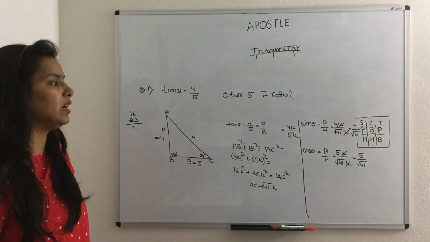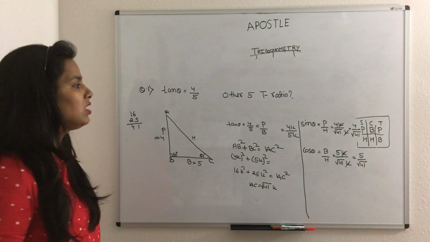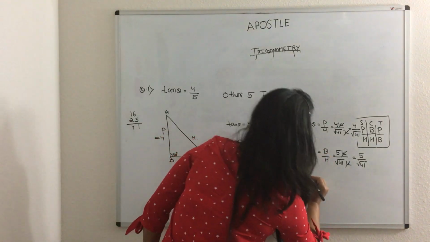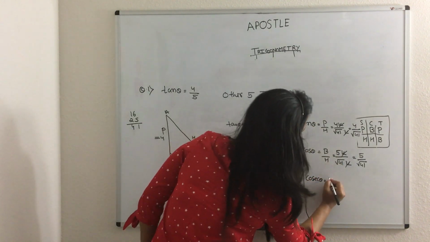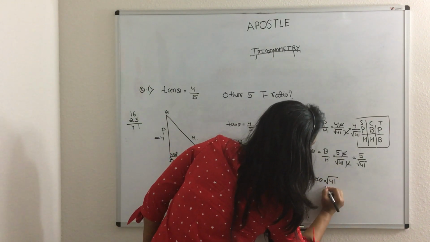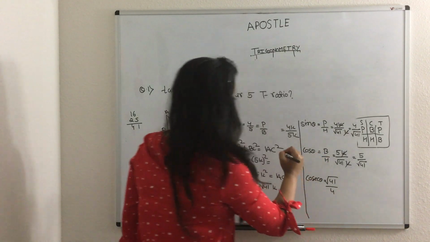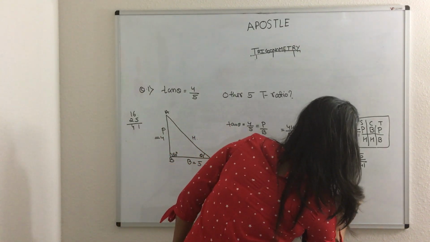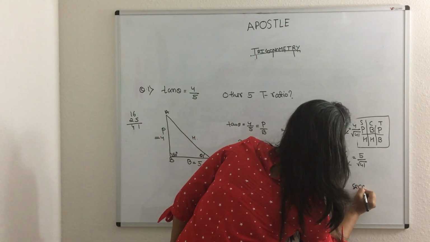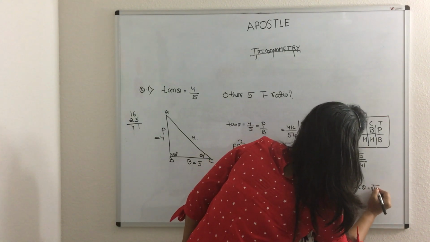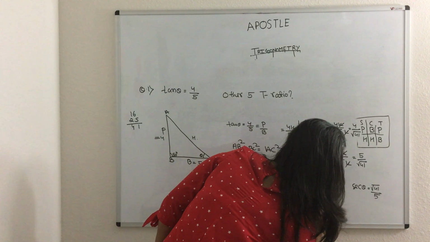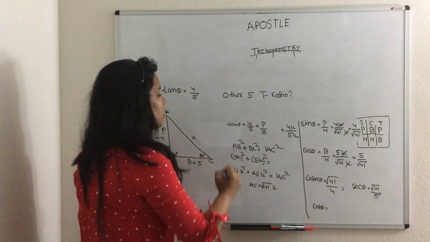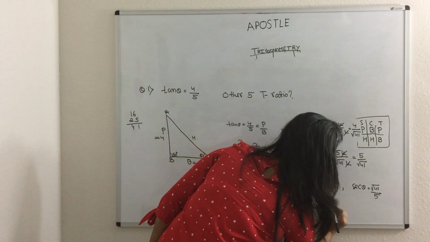Now you can calculate the other three trigonometric ratios. Cosec theta is the reciprocal of sine theta, so that is root 41 upon 4, and sec theta is the reciprocal of cos theta, so sec theta is root 41 upon 5, and cot theta is the reciprocal of tan theta, so that is 5 by 4.